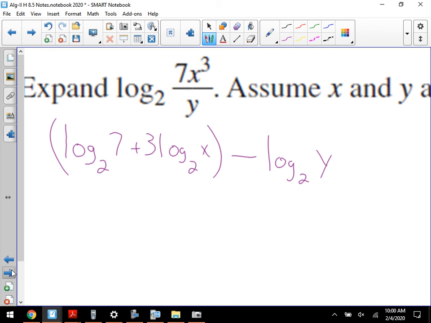Yes, sir? So, when it's expanded, we're just trying to make it bigger? Yes. How it used to be? Yes. Okay. So, the opposite is simplified. Correct.